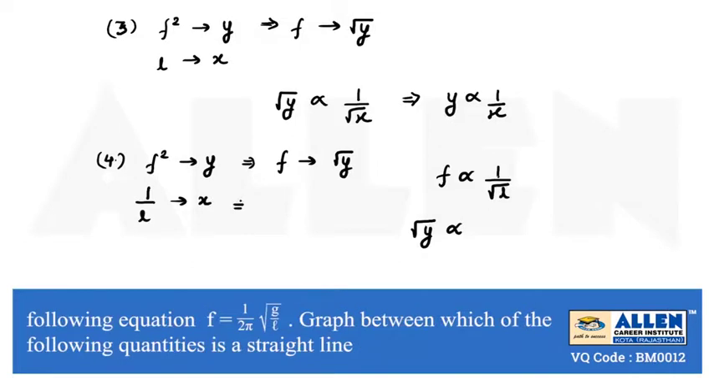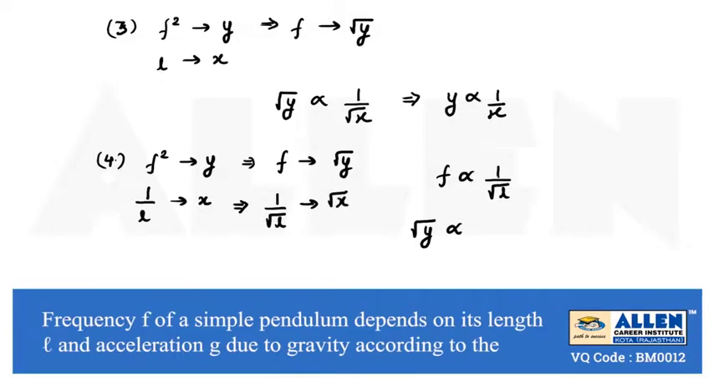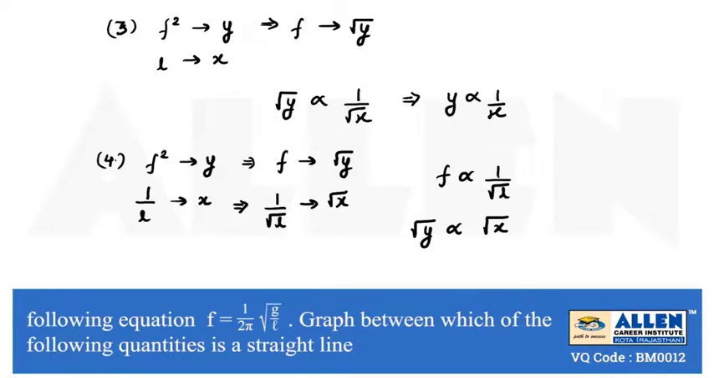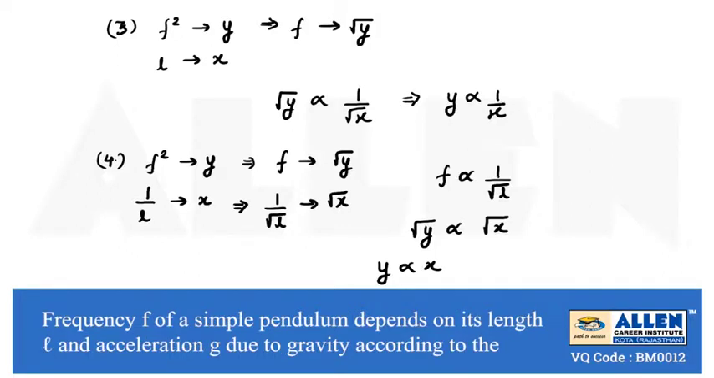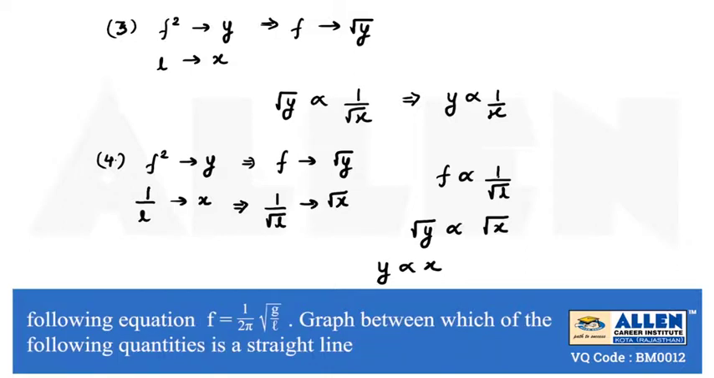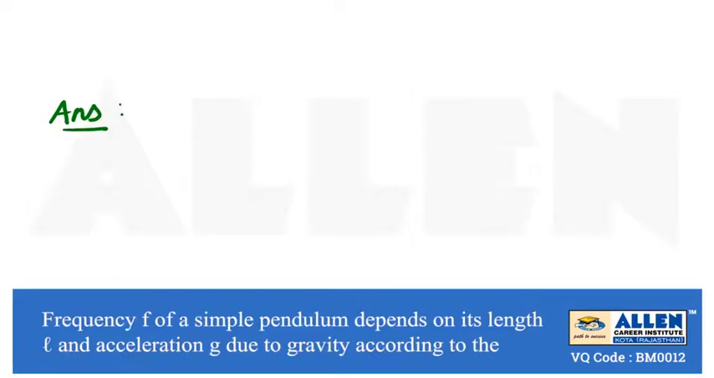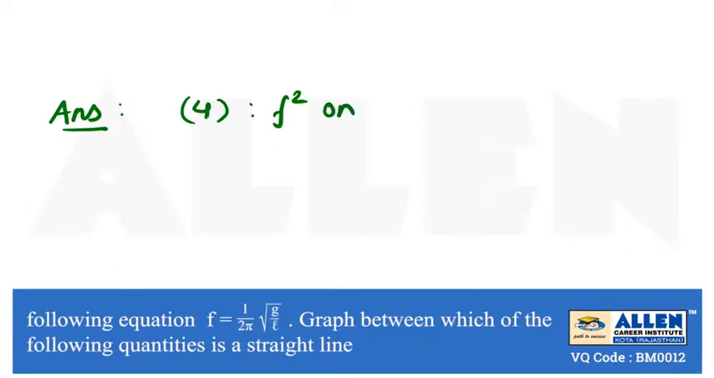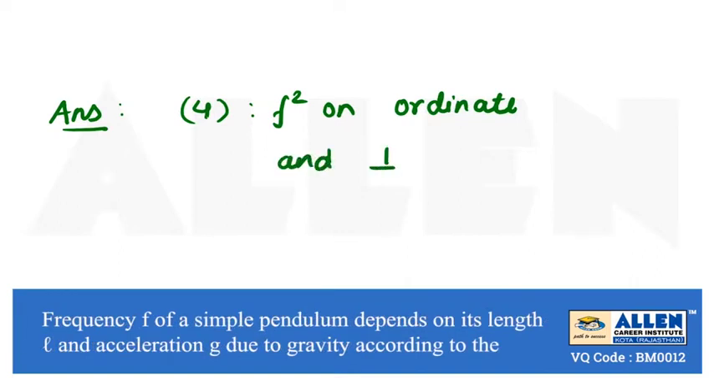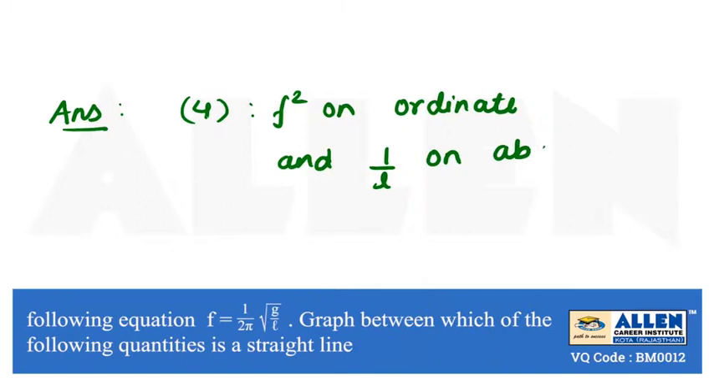Here we have given 1 by L as x, so 1 by root L can be written as root x. So we will replace 1 by root L with root x. We will get root y directly proportional to root x, or it can be written as y directly proportional to x, which is an equation of a straight line. So the answer of this question will be the fourth one, in which it is written f square on the ordinate and 1 by L on the abscissa.